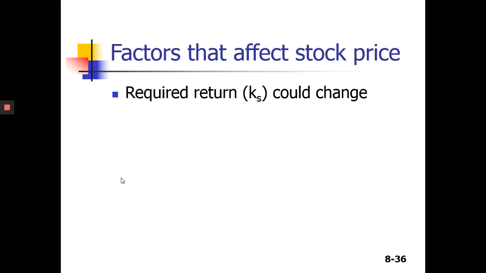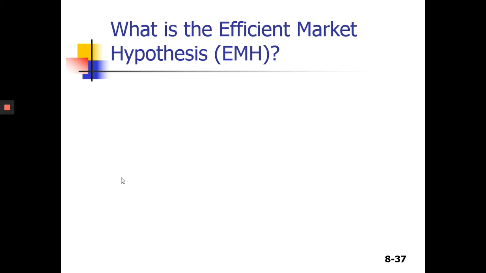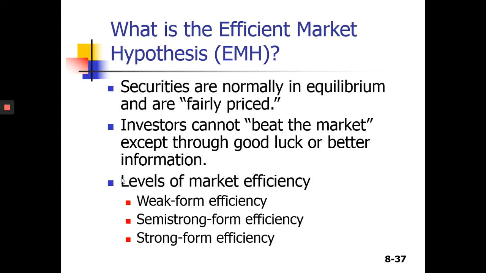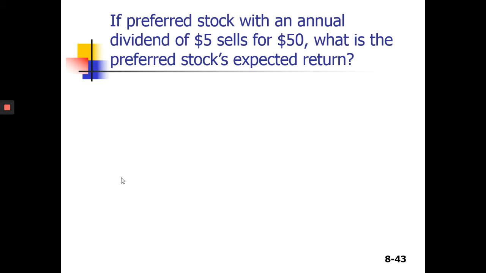Then we will discuss the factors that can affect the stock price in the stock market, and we will briefly discuss the efficient market hypothesis. We will discuss its three forms: weak form of efficiency, semi-strong form, and strong form of efficiency. And then we will discuss how to find the value of a preferred stock. So those will be the topics which we will discuss in this chapter.